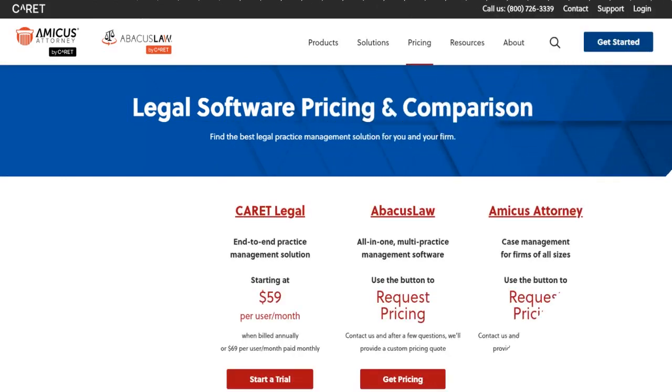In terms of cost, I want you to look on the screen right now. Here is the cost. So you have Carrot Legal, AbacusLaw, and Amicus Attorney. Now those three are owned by the same company. Okay, Carrot Legal, it is what it is. And so only Carrot Legal publishes its prices. For the other two, especially for AbacusLaw, you have to contact customer service. Do we like it? No, but it is what it is, okay?